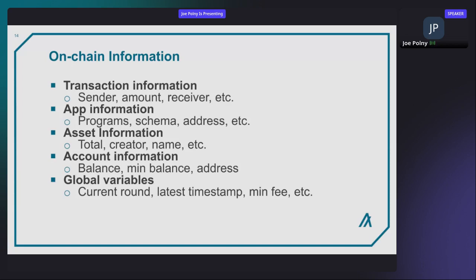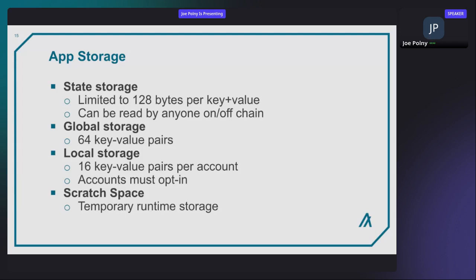So in addition to all those information and variables that you can read, we also have read-write capabilities, and we call this storage. So the kind of three areas of storage are global storage, local storage, and scratch space. So the first two, global and local storage, are state storage. And basically, they are limited to 128 bytes per key plus value. So if you have a key that is one byte, you then have 127 bytes to work with for the value. And these, both local and global storage, can be read by anyone on and off chain.